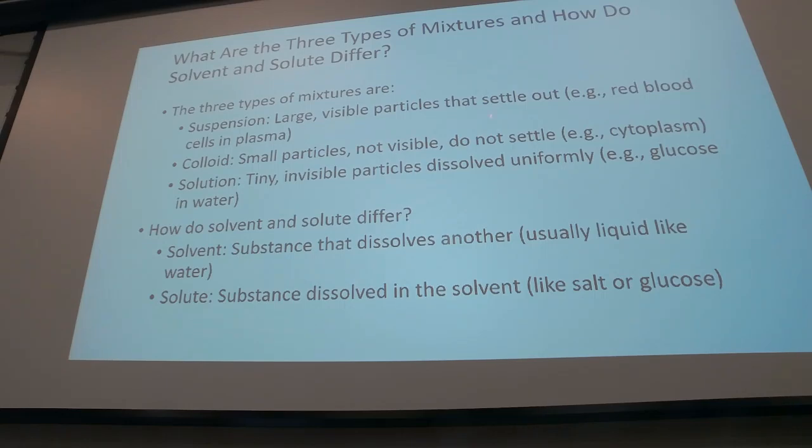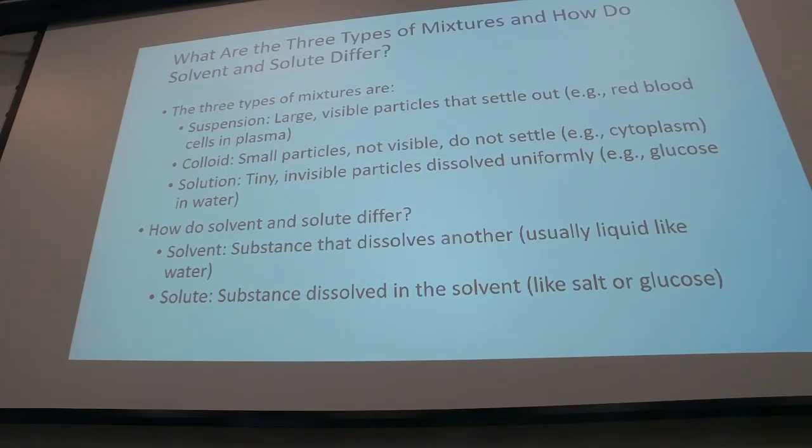So, for instance, the cytoplasm, and they don't settle, they don't physically separate. And then solutions will be mixtures in which you have even smaller molecules that can be dissolved uniformly. Like, for instance, a glucose solution, in which you have water with, like, if it's a 5%, so you add 5% of glucose.